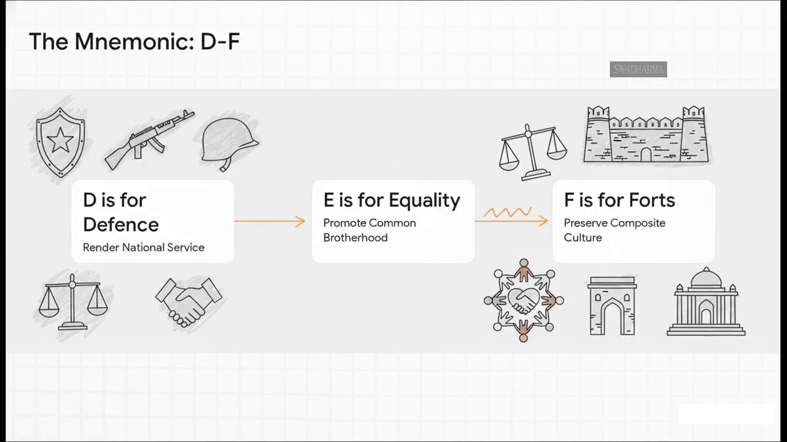All right, let's keep this momentum going. Next up, we've got D, which stands for defense, the duty to defend the country and be ready for national service if you're ever called upon. E is for equality, and this is all about promoting harmony and that spirit of common brotherhood among all of us. And F is for our magnificent forts, which is a perfect way to remember our duty to value and preserve our rich composite culture and heritage.